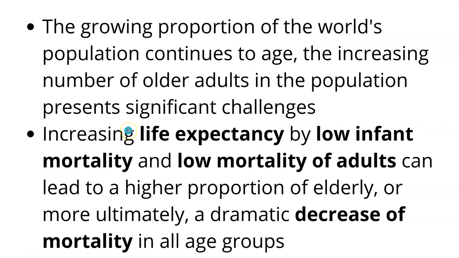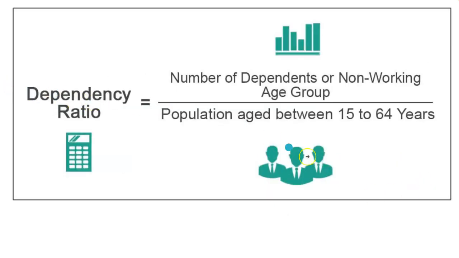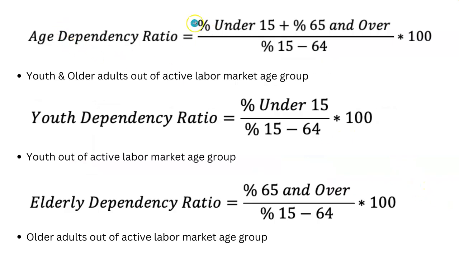So life expectancy and low infant mortality are combined together. All combined together, we can see that there are more and more older generations compared with the younger generation. The dependency ratio, again, is the number of dependents, or the non-working age group, 0 through 14 or 65 and older, divided by the population aged between 15 through 64. So that was the combined version.